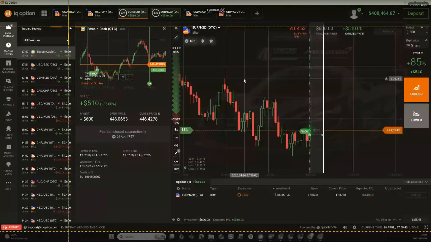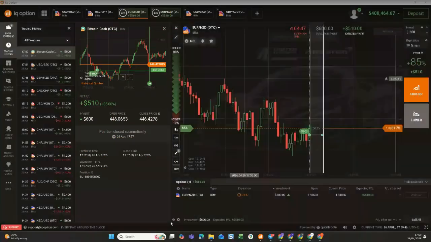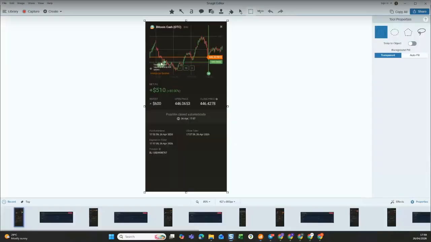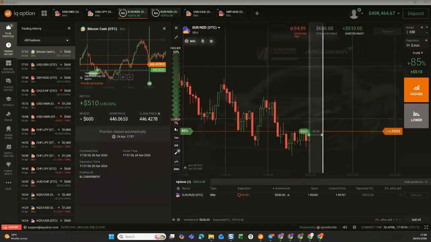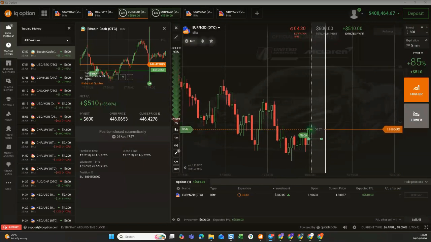So I'll do a screenshot of the previous signal, also of the results for the previous signal. So now I have this saved. So I put this on, and this is what $510 made on the third signal.